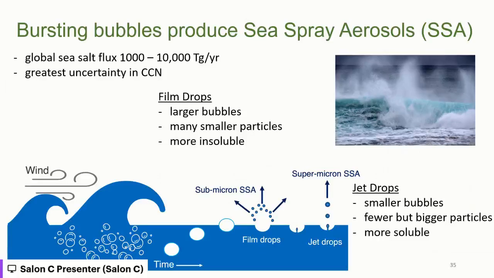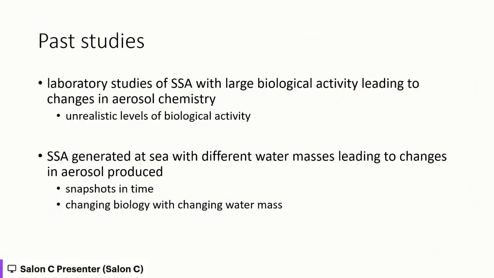So you would think that because the formation of sea spray aerosols is so dependent on whatever's happening at the surface, it should really depend on the surface water properties, whether it's the chemistry, the biology, or the physical properties of the water. But it's actually very hard to really determine that.